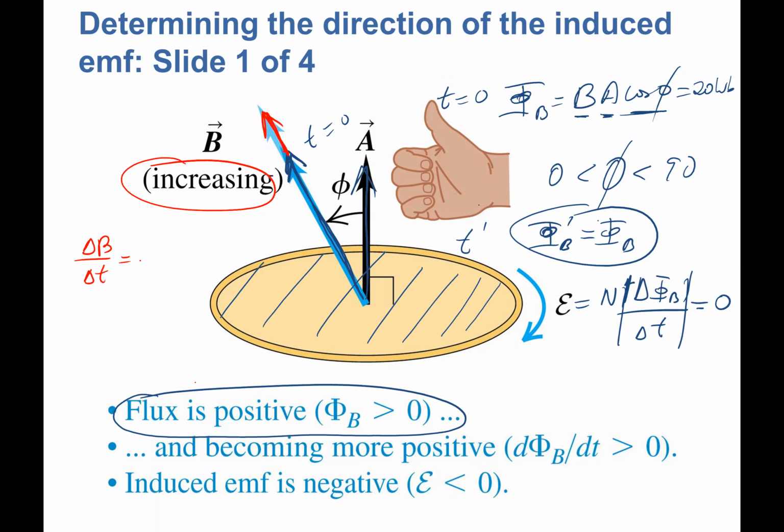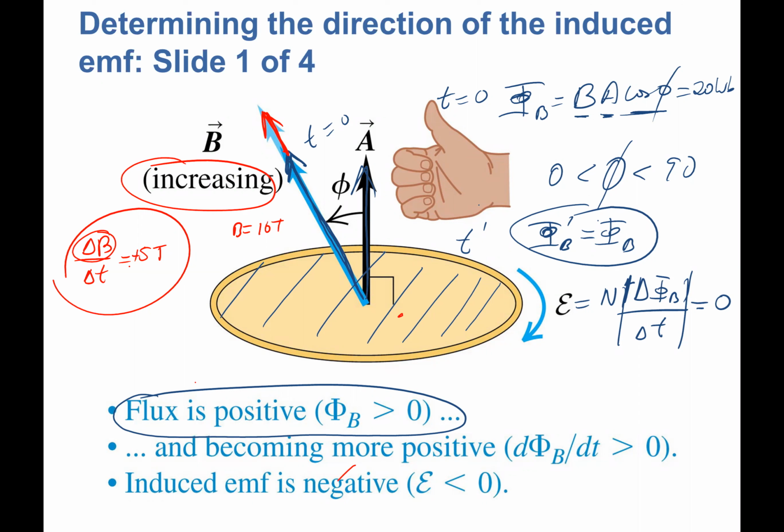For example, if I do 5 Tesla, which means that every second the magnetic field is increasing by that much. That means if my magnetic field was, let's say, 10 Tesla to start with, 1 second later it's going to be 15. Then it's going to be 20, 25, 30, 35. See, my change in magnetic field is 5 Tesla every second. So if delta B over delta t is positive, it's going to increase by that much.